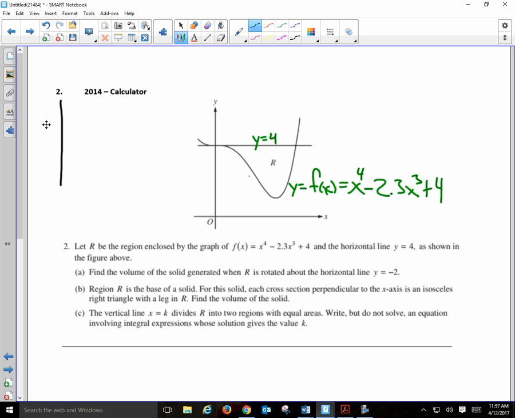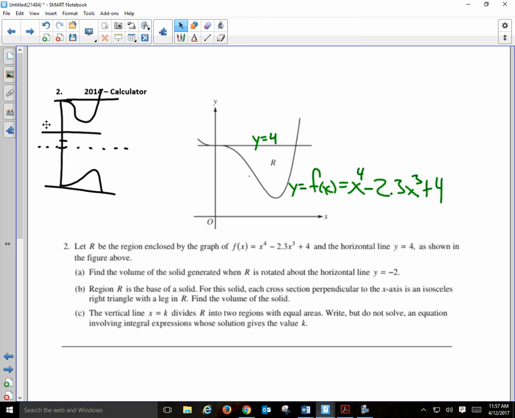So I've got that's the region. I'm going to rotate that around negative 2. Get something like that. So we start with the area. Would you draw vertical rectangles or horizontal rectangles? Vertical. And I'm going to flip that rectangle around.